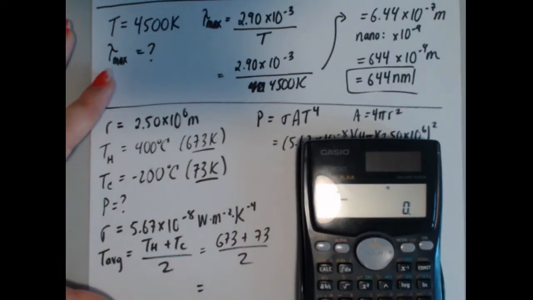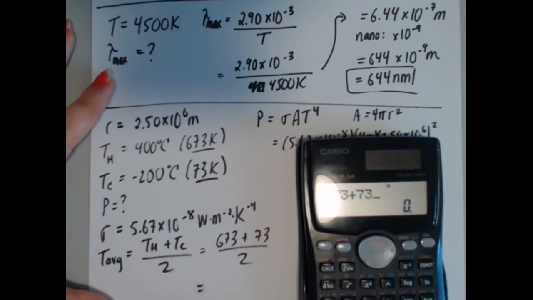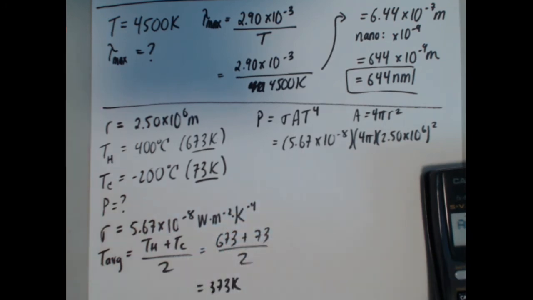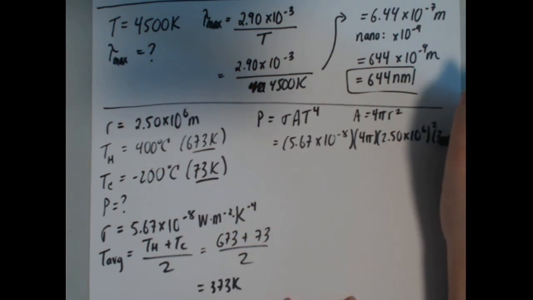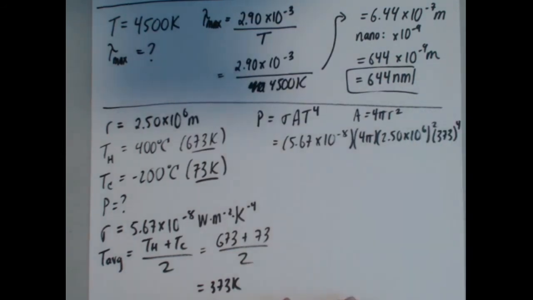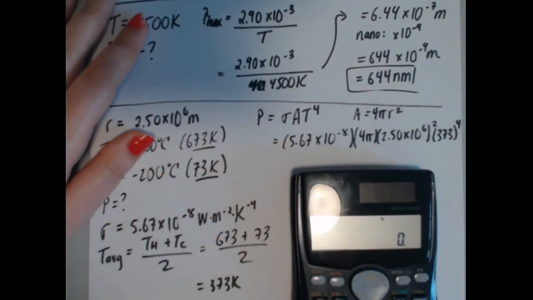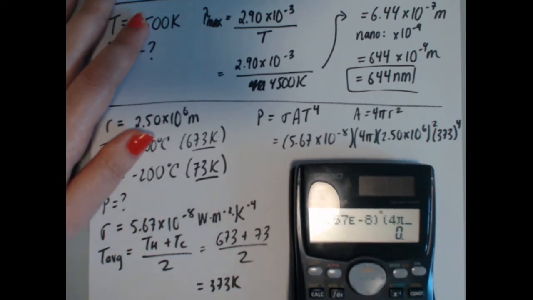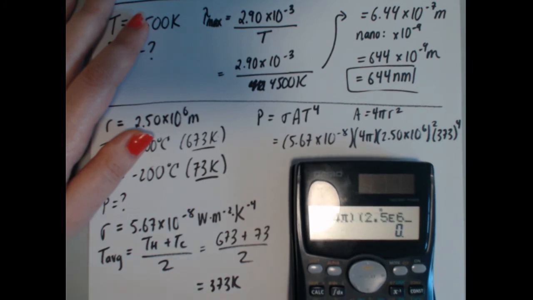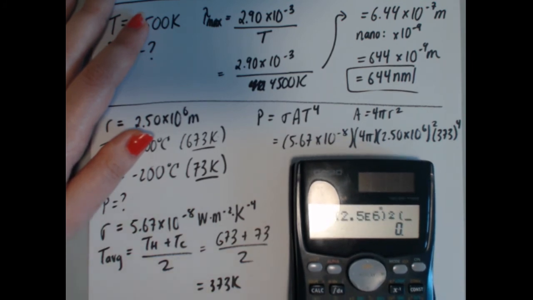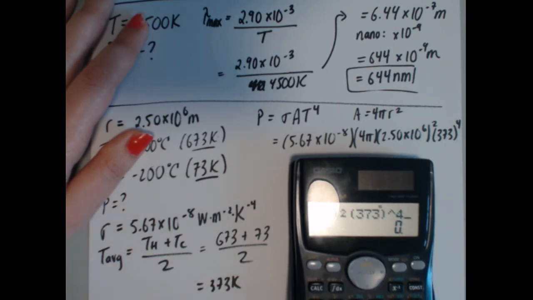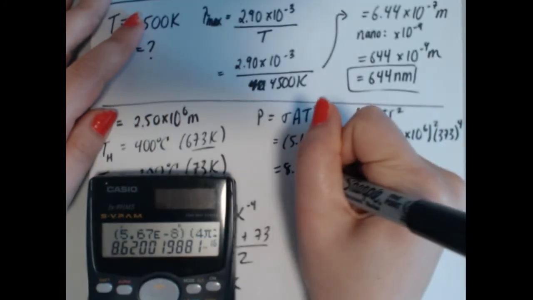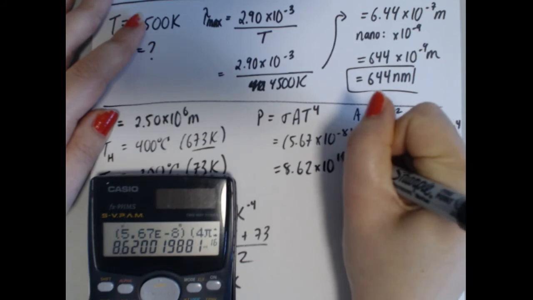Grab your calculator. 673 plus 73 divided by 2. So that's 373 Kelvin. That's a good approximation. Okay, so I'm going to multiply that by 373 to the power 4. All right, grabbing your calculator again. 5.67 times 10 to the minus 8 times 4 pi times 2.5 times 10 to the 6 squared times 373 to the power 4. All right, so what do we get? We have 8.62 times 10 to the 16.